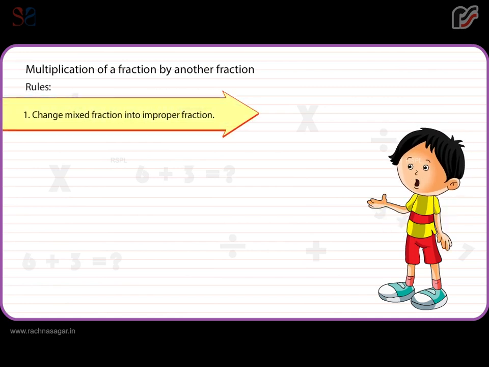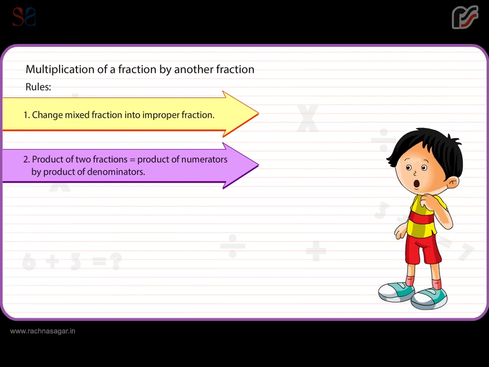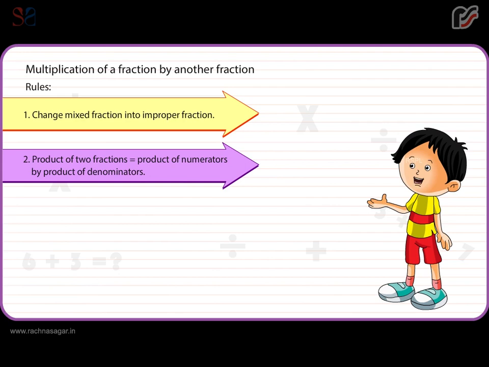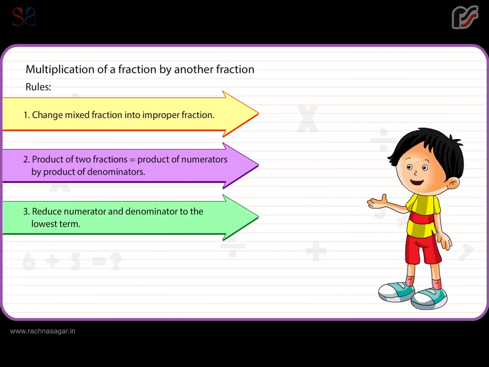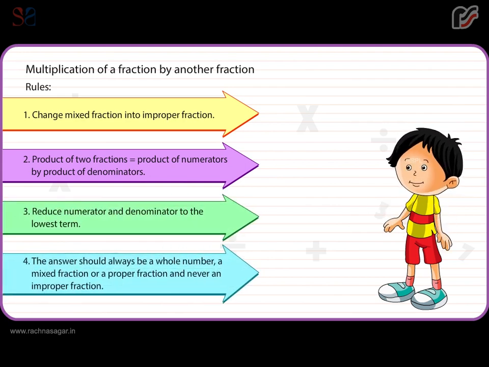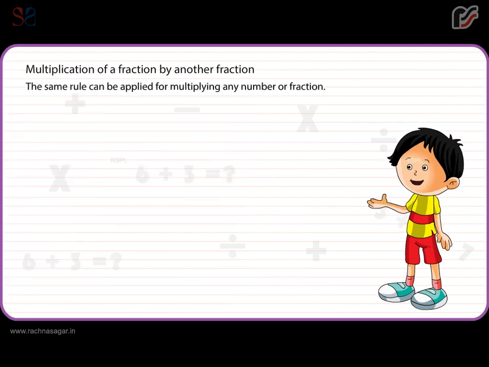Rules. Change mixed fraction into improper fraction. Product of two fractions is equal to product of numerators by product of denominators. Reduce numerator and denominator to the lowest term. The answer should always be a whole number, a mixed fraction or a proper fraction and never an improper fraction. The same rule can be applied for multiplying any number or fraction.